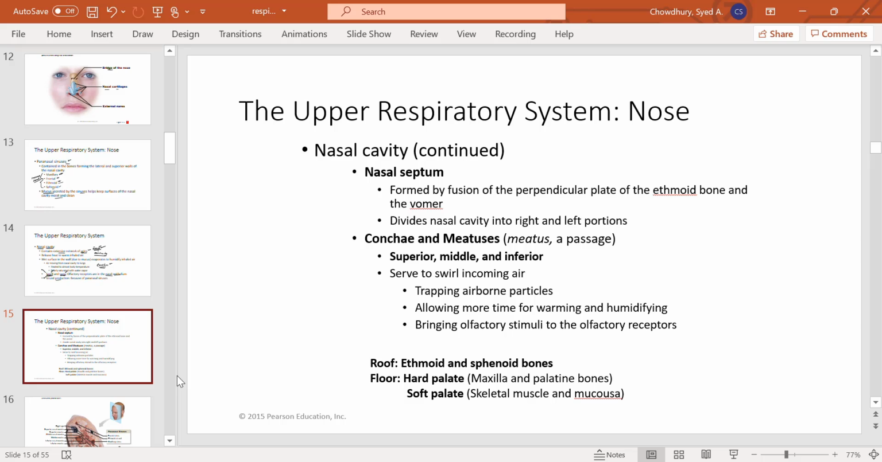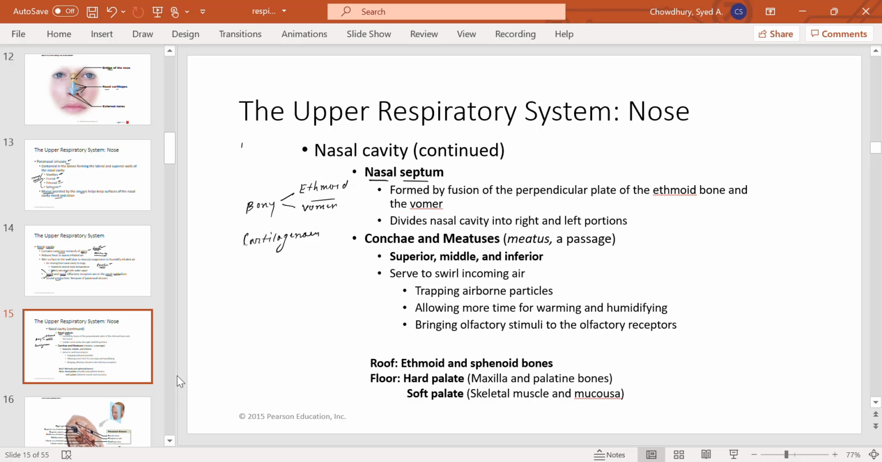Inside the nasal cavity, you have a nasal septum. That's the partition. It divides the nasal cavity into right and left halves or parts. And the nasal septum has a bony part and a cartilaginous part. The bony part is formed by two bones, the perpendicular plate of ethmoid and vomer.